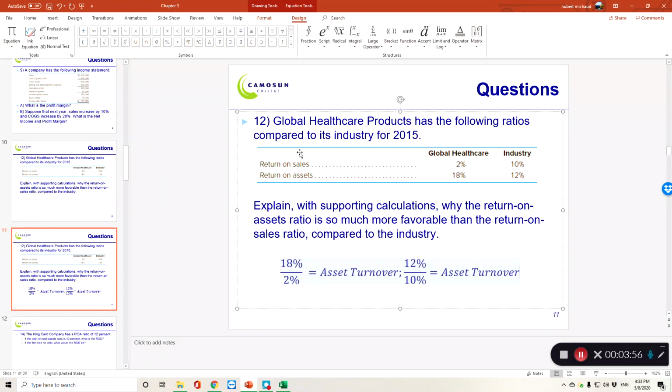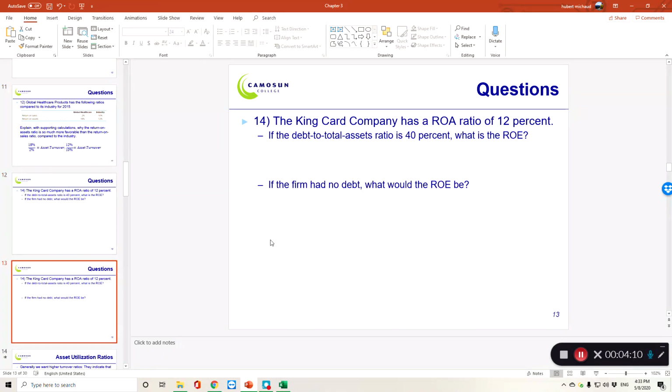How is this company managing to have such a great return on assets despite having a low return on sales? Because it has a much higher asset turnover than the typical firm in the industry. Okay, that's the second question done. The third question is: this company has an ROA of 12%. If its debt to total asset ratio is 40%, what is the ROE?